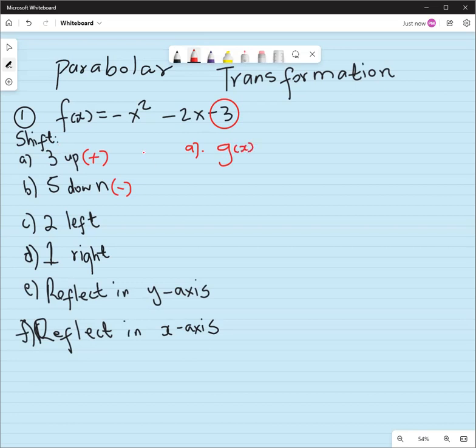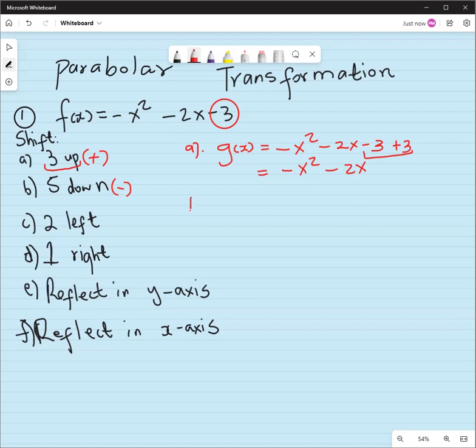Okay, now let's see what g of x will be. So g of x will be this. You still rewrite your f of x the way it is. So it is negative x squared minus 2x minus 3, right? Then they say 3 units up. So 3 units up, it means you add 3 to C. So here I'm going to add a 3. Then the new function that forms is negative x squared minus 2x. This part will be 0. So that is the result of moving this 3 units up.